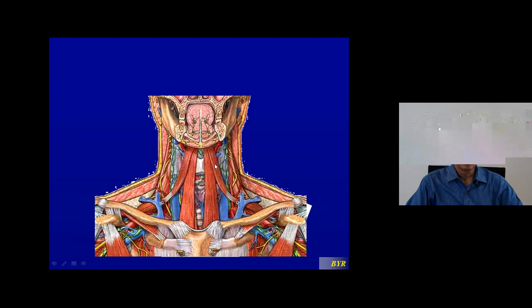You can see a pair of muscles. This is the anterior belly and the posterior belly will be here. An intermediate tendon is present. So this is omohyoid muscle.